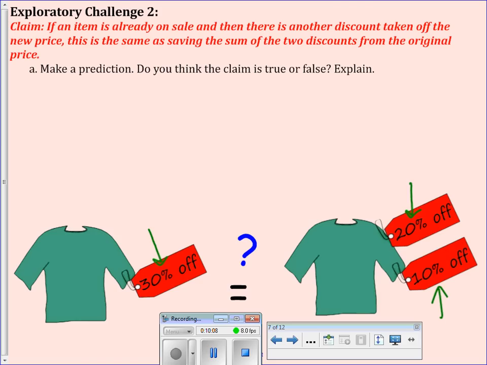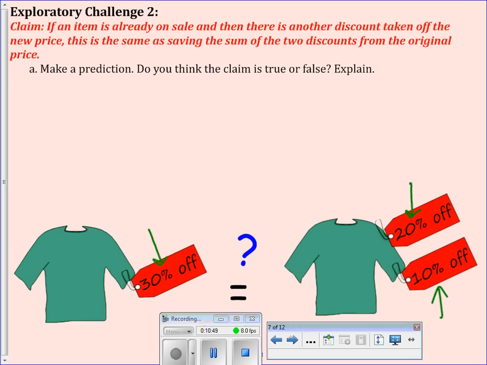All right, so what should I do? Should I buy it at 20% off and then use my 10% coupon? Or should I buy it when it's 30% off? So the claim is asking you, are these the same discounts? Will the shirt be the same price? So let's do a little prediction. How many of you think that 30% off would be the better deal? How many of you think 20 and then 10 would be the better deal? How many of you think it's the same thing? All right. So let's prove if you are correct or disprove.